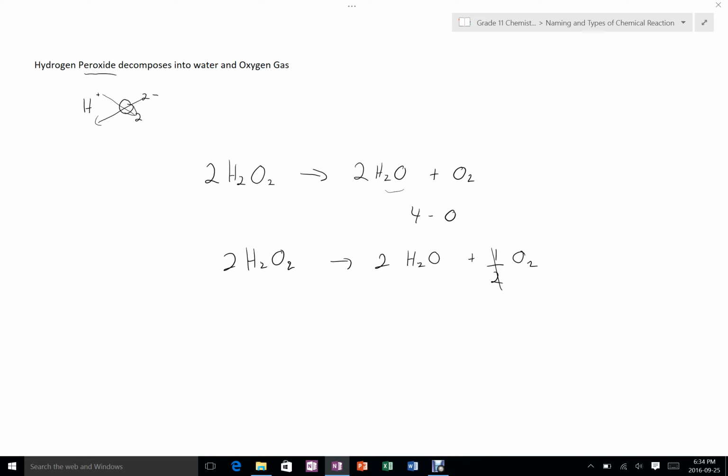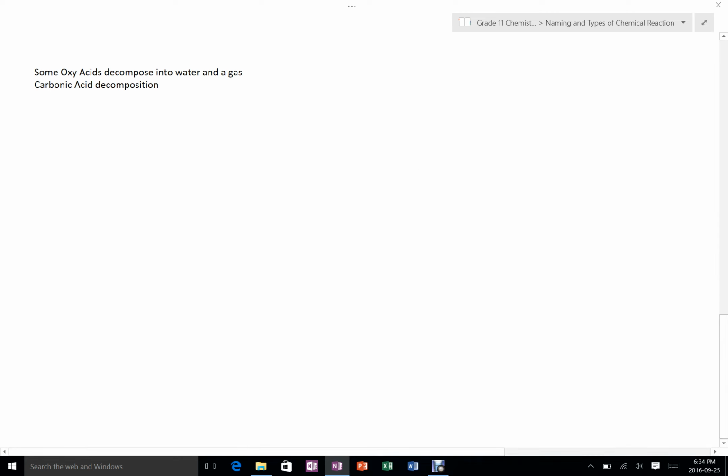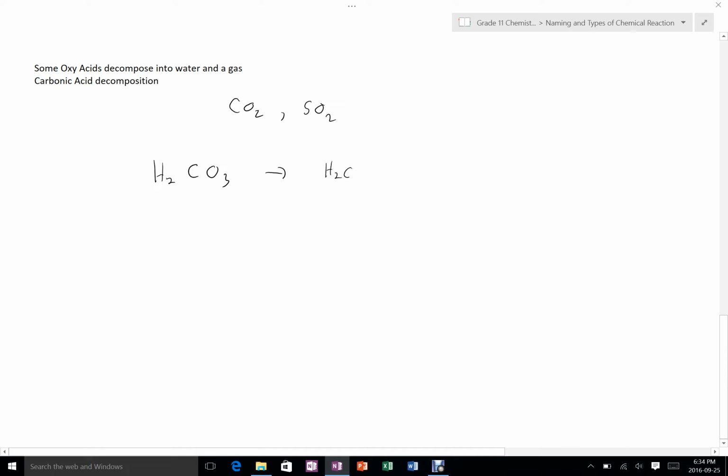One more example. Some oxyacids will decompose into water and a gas. The gases, stuff like CO2 is what's going to get produced here, or SO2, this would work for too. So we take an acid like H2CO3, and we imagine if one of the oxygens comes away with the 2 hydrogens to produce water, and then the CO2 could come out as a gas.